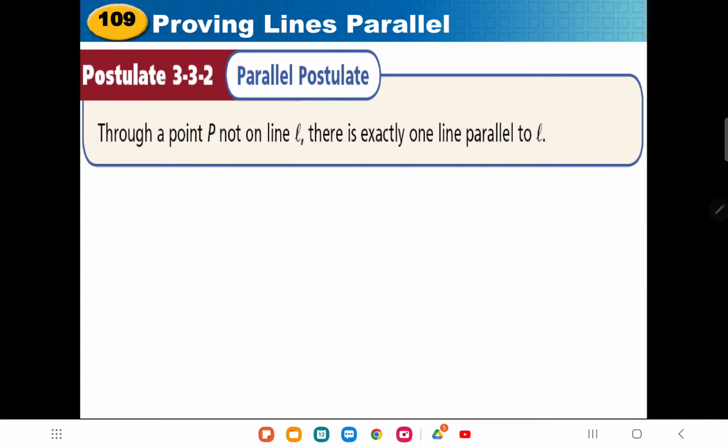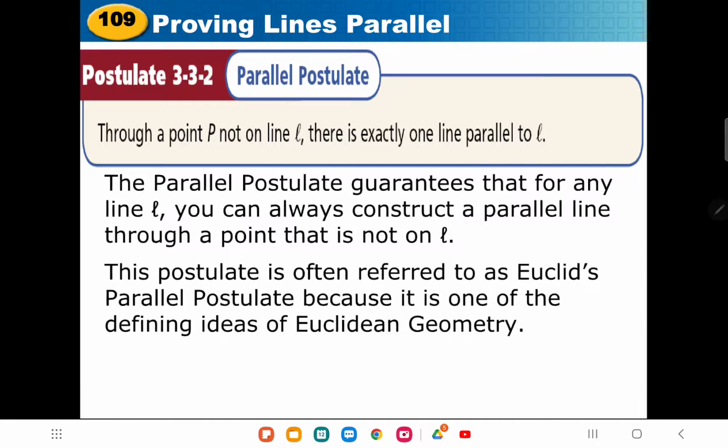A postulate that is pretty well known in geometry is that through a point P, not on line L, there is exactly one line that is parallel to line L. Now this is true in Euclidean geometry. It guarantees that for any line L, you can always construct a parallel line.